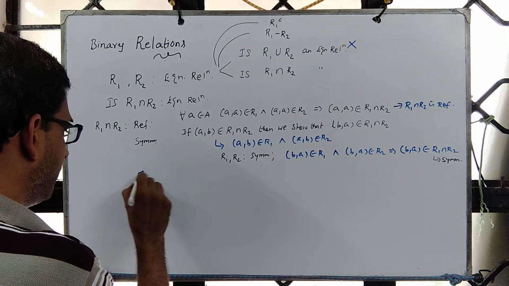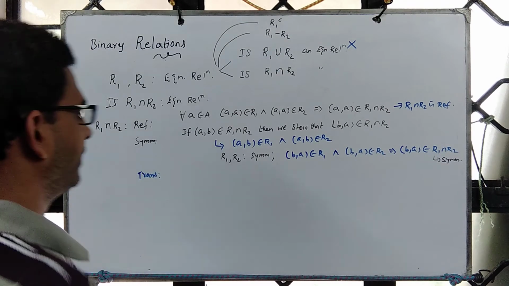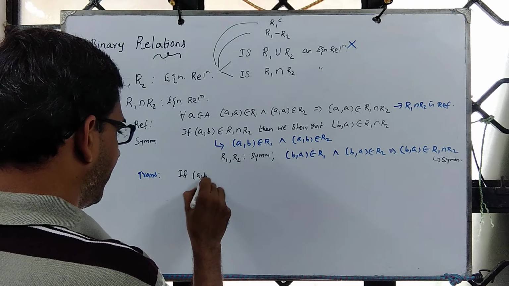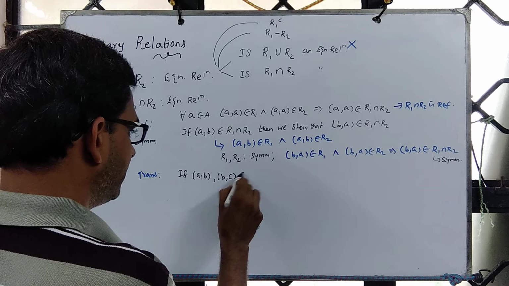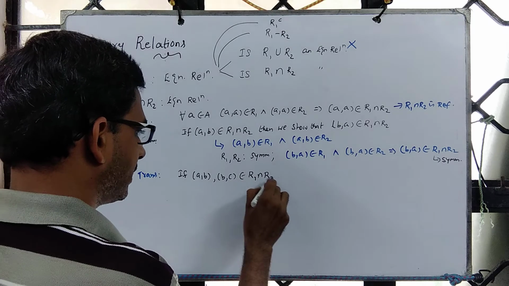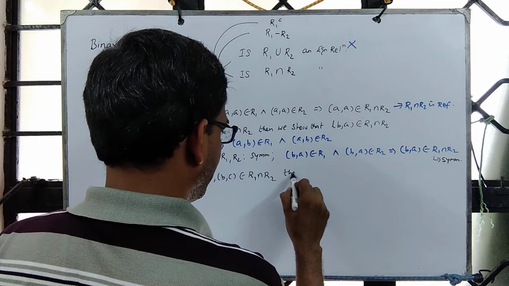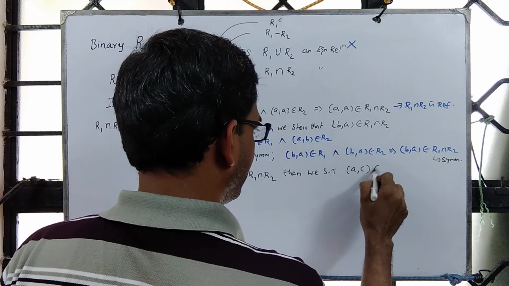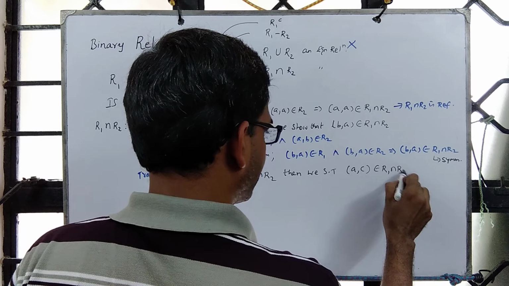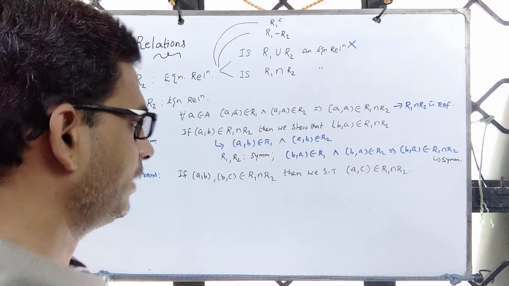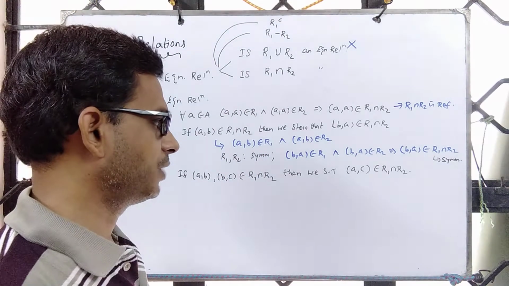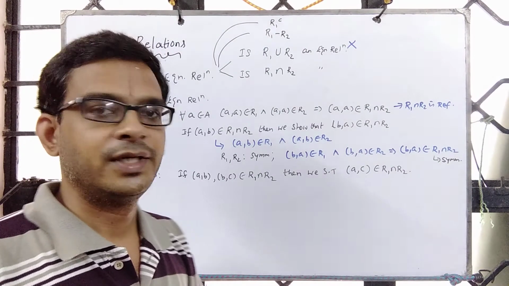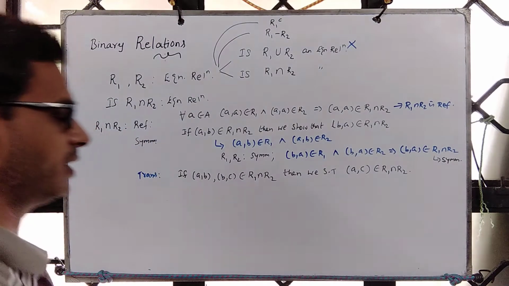Let's look at whether this satisfies the transitivity property. If (a, b) and (b, c) belong to R1 intersection R2, then we need to show that (a, c) belongs to R1 intersection R2. If this is proved, then it is transitive. Otherwise, we need to look for a counterexample.